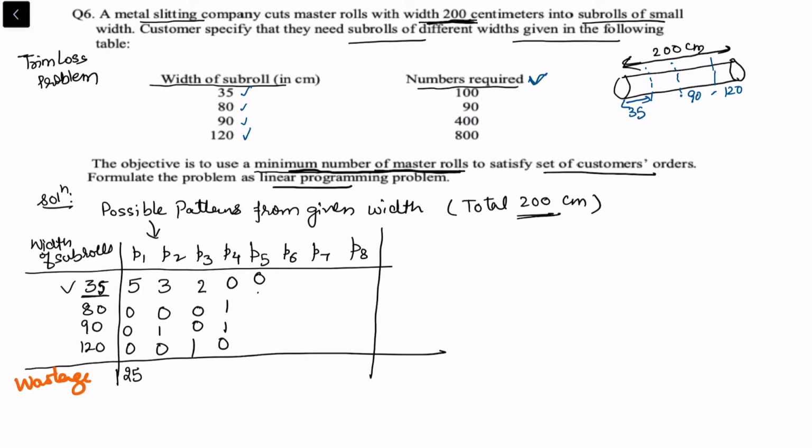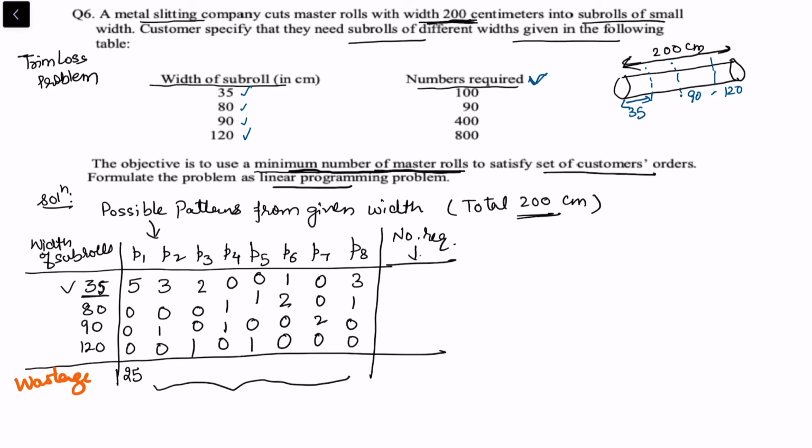We can have one possibility 0101. We can have one more possibility 1200. We can have 0020, 3100. Now one can find the corresponding wastage quantity as well, and we require the number required with us for each of these sub role, which is given to us in the problem. And so I'll write this number here, that is 100, 90, 400, 800.